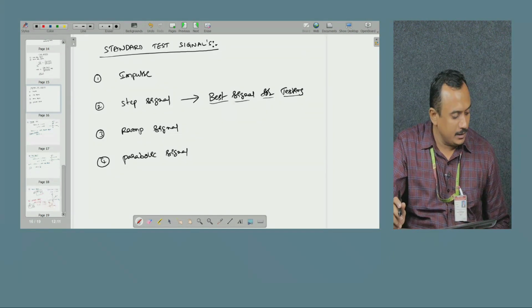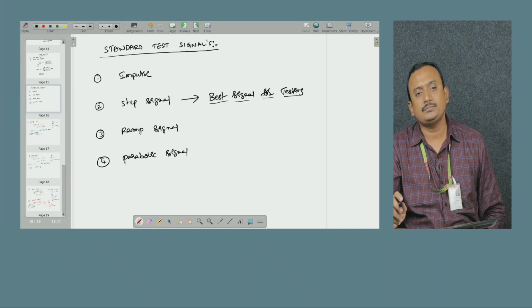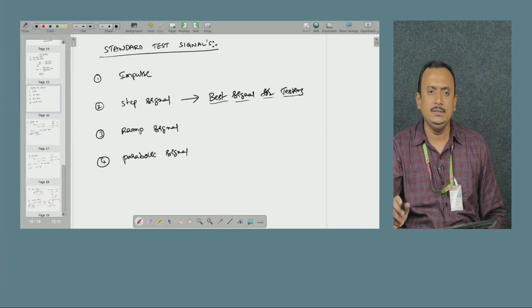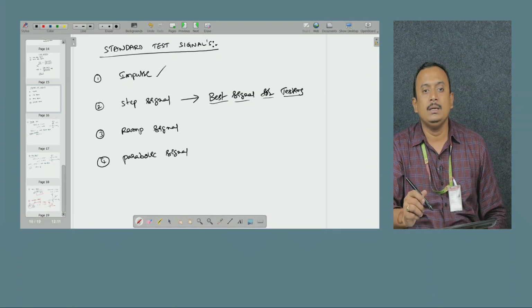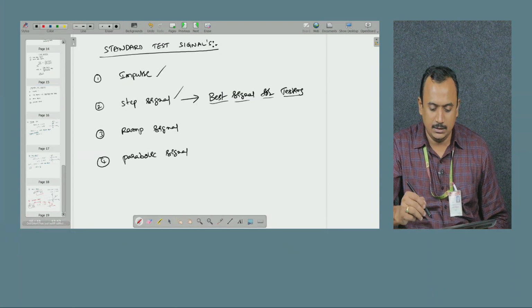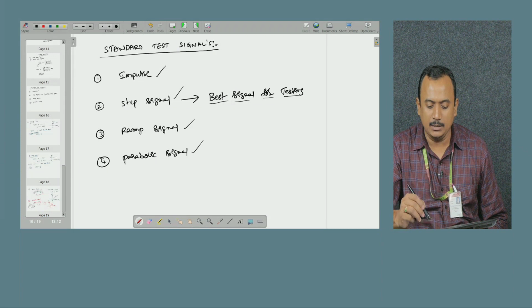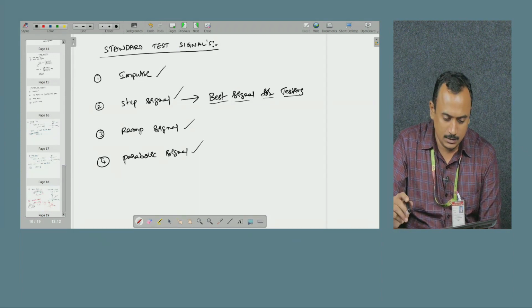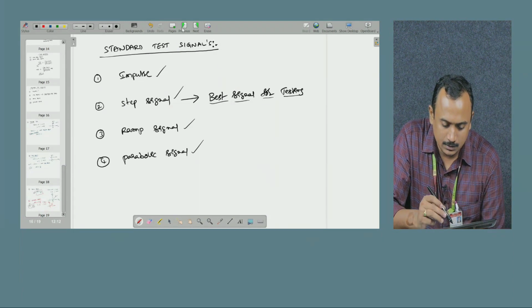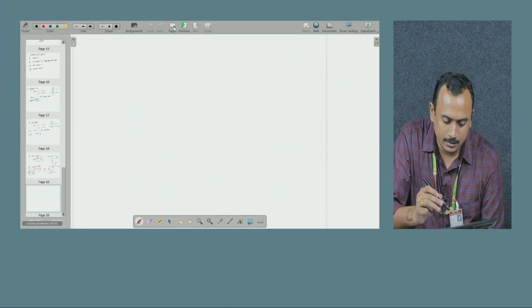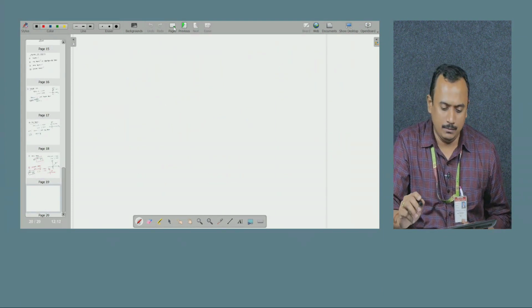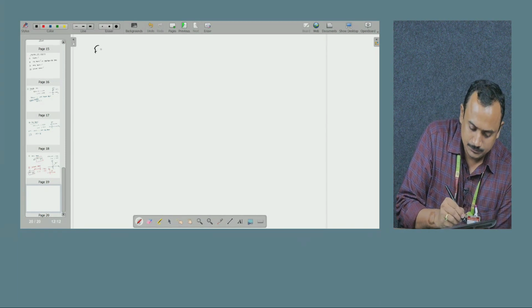Okay. Now let us see the response of the first order system with the impulse signal, step signal, ramp signal and parabolic signal. Now for that, what is the first order system?